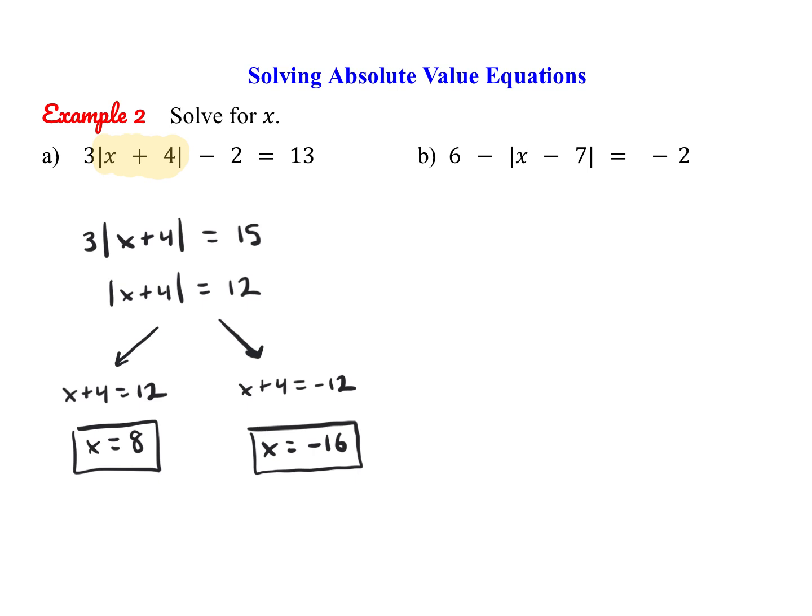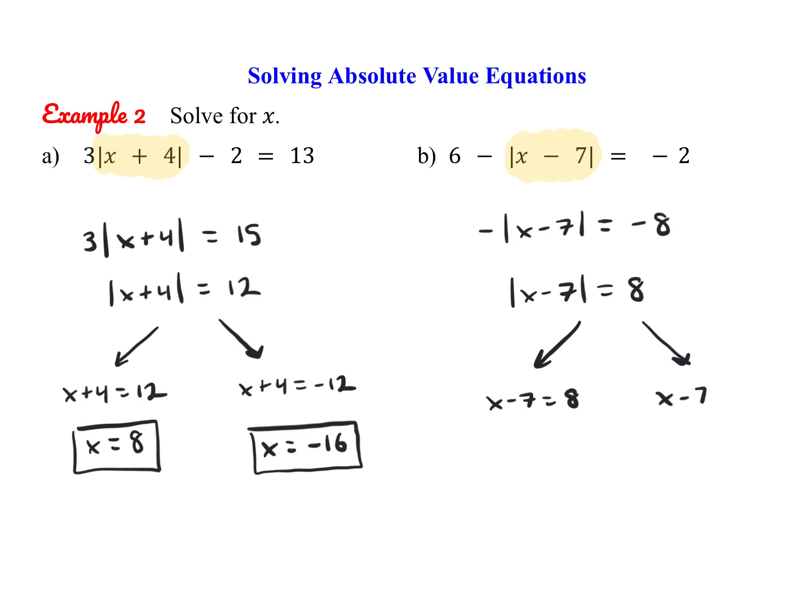So again, my goal is to isolate this absolute value expression first. So I'm going to subtract 6, and that's going to leave that negative attached. And then I'm going to divide both sides by -1. And this is where I make my two separate equations. One will be equal to +8, and one will be equal to -8. And then I just need to finish solving for x. And here again, I get two valid answers to this equation.